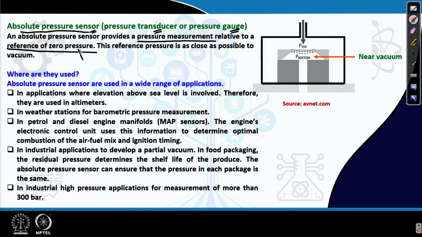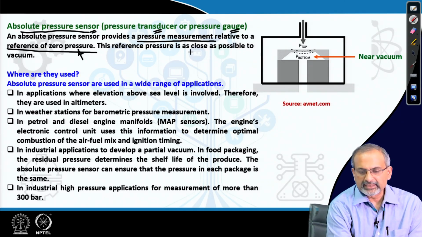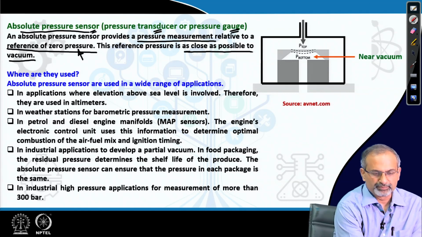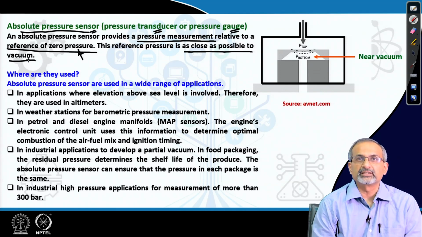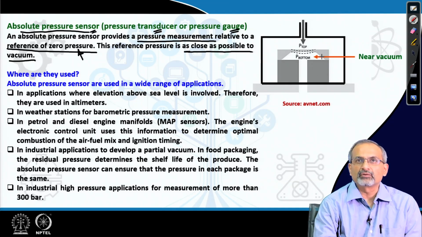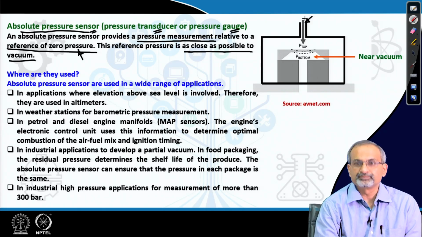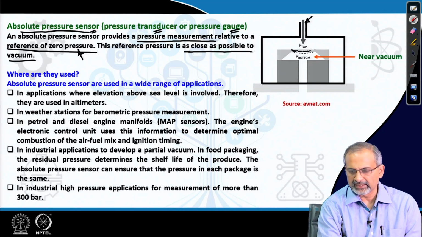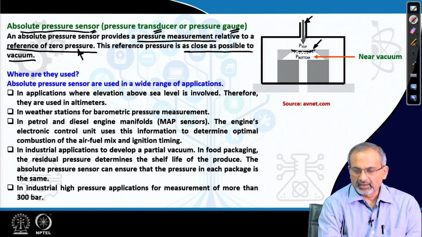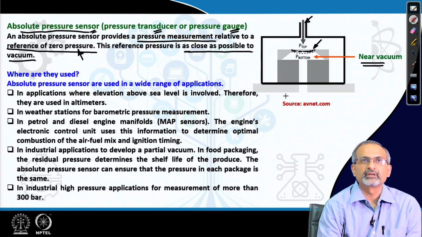Now, it is very difficult to achieve perfectly 0 pressure. So, the pressure is taken as close as possible to vacuum. That is how in a practical configuration it works. So, let us try to see a schematic diagram of the configuration. You can see that a pressure is being applied through this port, which is felt by the sensing element on top. The sensing element lies here and the pressure is applied from top. At the bottom, you are maintaining near vacuum and therefore, it functions as an absolute pressure sensor.